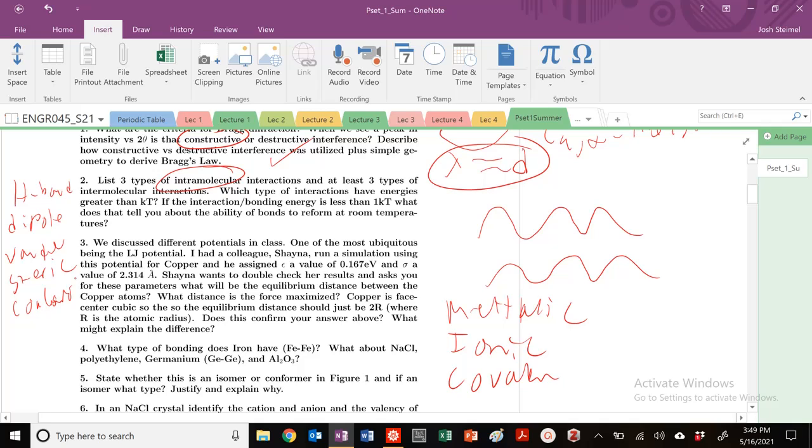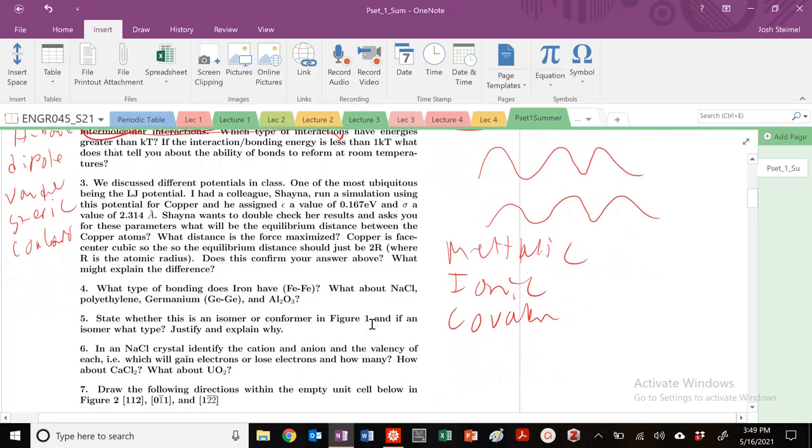Excellent. Which types of interactions have energies greater than kT? Greater than kT are intramolecular, less than kT is intermolecular. So intermolecular is less than 1 kT. What that means is that those bonds can be broken and reformed at room temperature. Fantastic. So we discussed a couple different potentials in class, one of them ubiquitous being the Lennard-Jones potential.